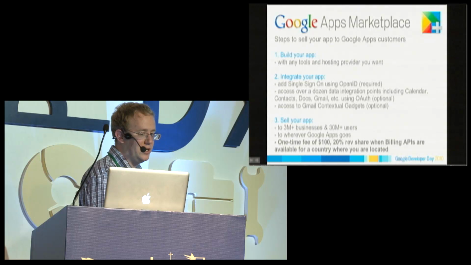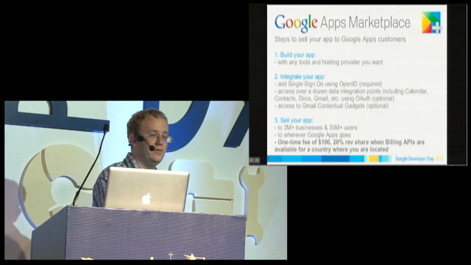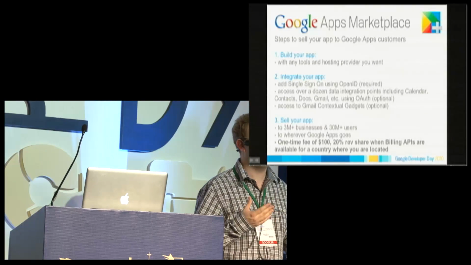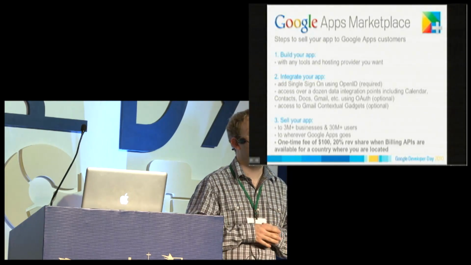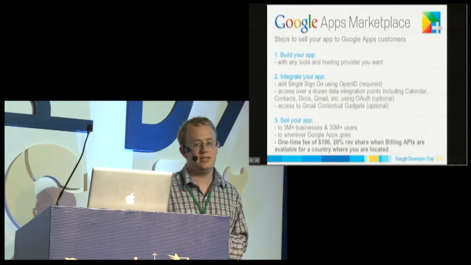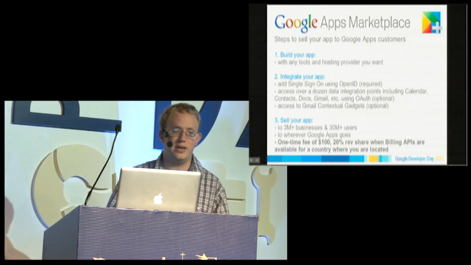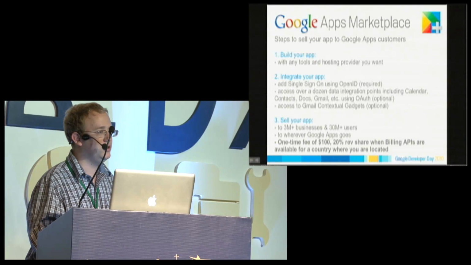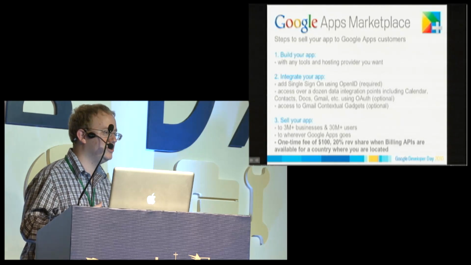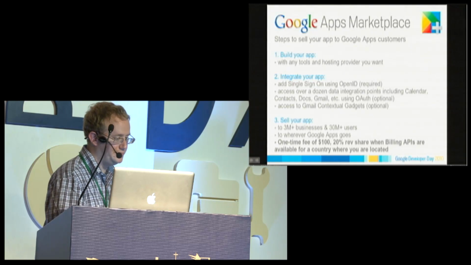The second thing that you'd want to integrate with is some of the over dozen different data integration points. You don't want to have users have data silos. They want to reuse their Google Calendar data, they want to reuse their contacts, and all within your applications. So it makes it a lot easier for them if you integrate with these APIs. And then there are some gadgets that we'll talk about as well.